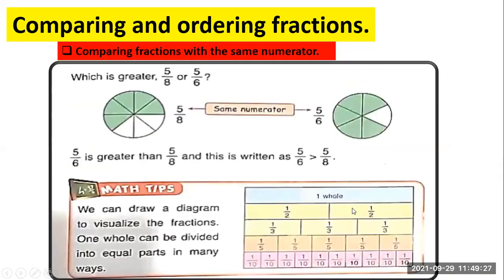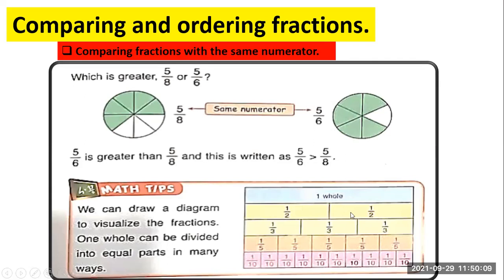Okay. Now here, 5 over 8 or 5 over 6. Same numerator, but the denominators are not the same, right? Why? Because here there are 8 equal parts and here only 6 equal parts. So if you compare 5 over 6, a bigger part is shaded. So we can say that 5 over 6 is greater than 5 over 8. Okay, and then we write this way. 5 over 6 is greater than 5 over 8. As you can look at here.